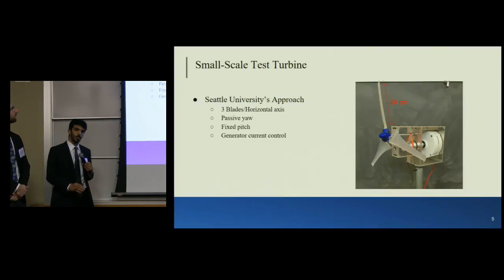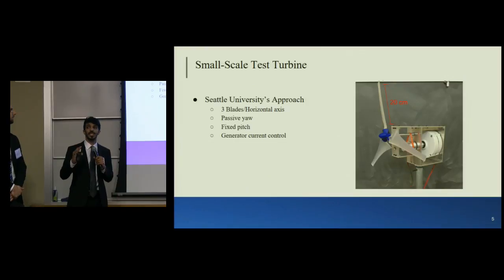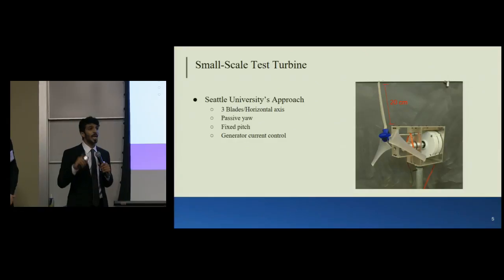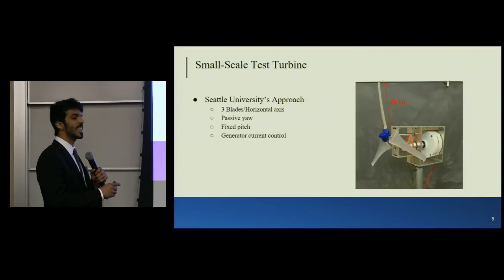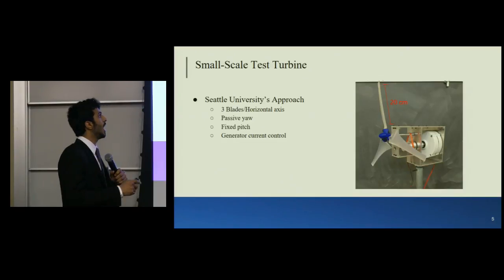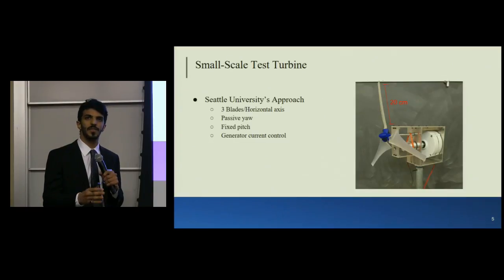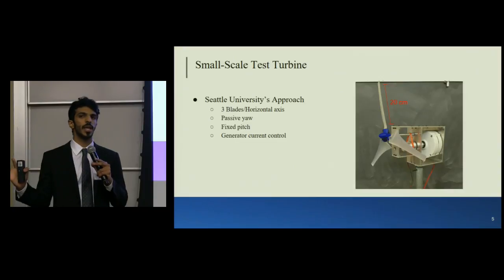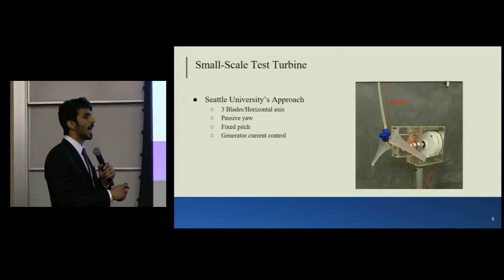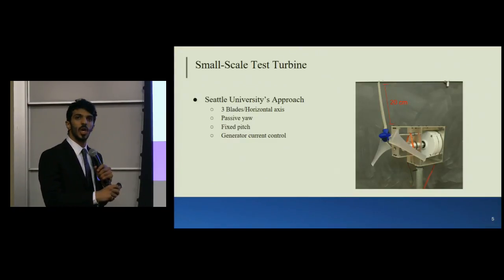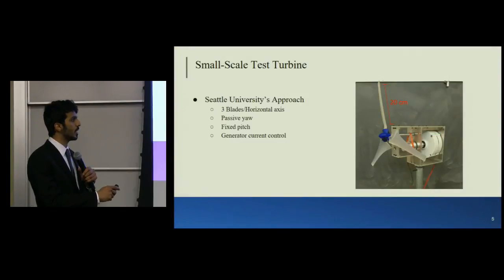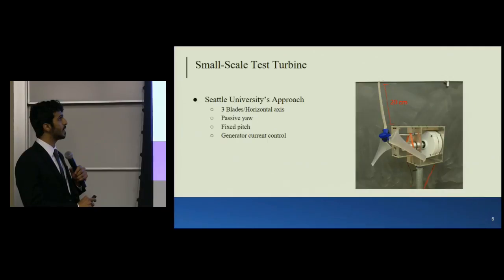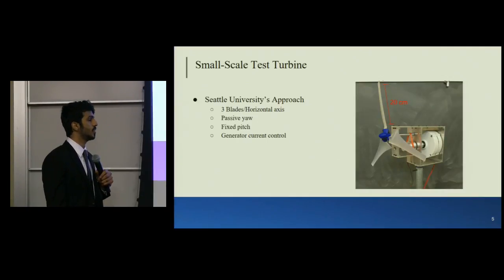Thank you. Okay, our approach was a straightforward approach. We decided to go with 3 blades, horizontal axis. And remember, if you're ever going to design a wind turbine, please control it. This is your tip of the day. There are 3 ways of controlling wind turbines in general. Yaw: there's either passive or active yaw, and yaw means the rotation of the whole wind turbine around the vertical axis. Also, wind turbines are controlled by either fixed pitch or active pitch, and the pitch is the angle of the blades. Lastly, which is the most important method to control wind turbines, is the generator current control. As you can see here, we decided to go with passive yaw, fixed pitch, and as I mentioned, the generator current control.